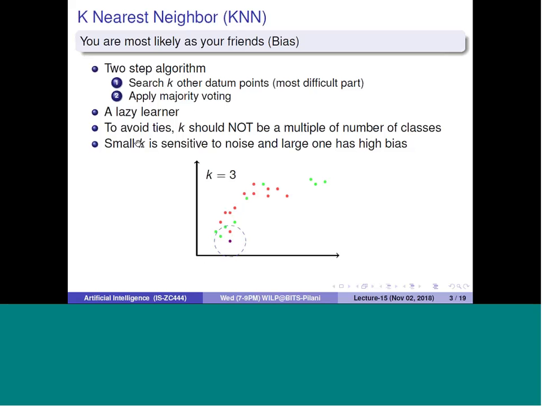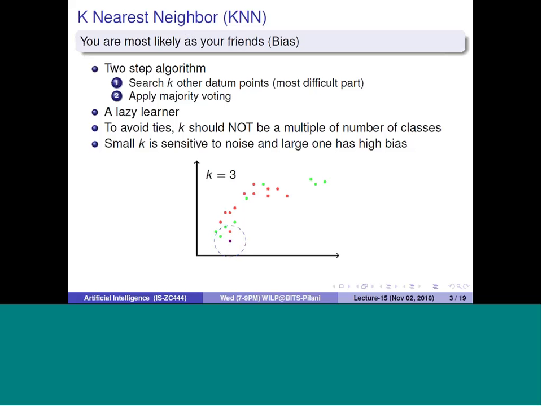And another thing is that k is sensitive to the noise, because if the data has noise, this point can very easily go here and there, and therefore the new point can come here. If the data has noise, meaning data locations can be altered, then you see that there is a problem. It may be possible the classification can change. So the biggest problem with k nearest neighbor is that it is sensitive to the noise, and it has a high bias. What is a high bias? First line I have written, the bias is that you are most likely like your friend, but it may not be true in all the cases. So this is what the bias implies.